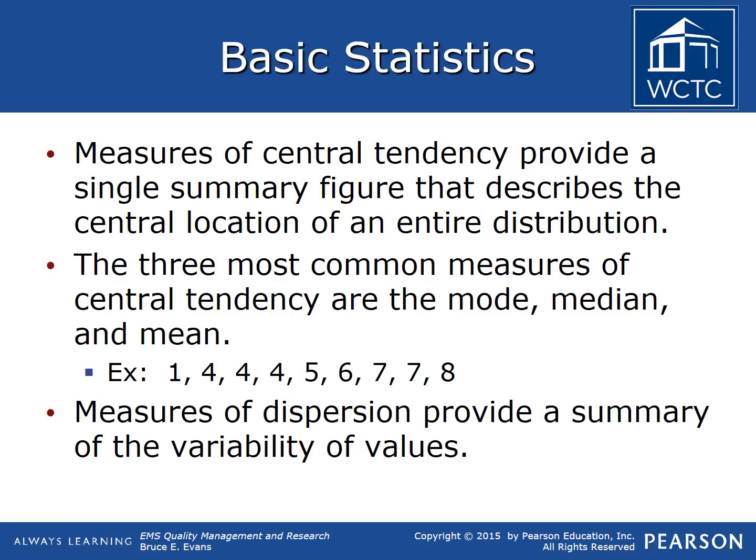To provide a better picture of the data, the calculation of central tendency is commonly combined with the measure of dispersion, which provides a summary of the variability of the values within the dataset. One such measure of dispersion is the range, which simply calculates the difference between the highest and lowest values in the dataset. In our previous example, the range was 7, the highest value of 8 minus the lowest value of 1. Variance is another measure of variability within a distribution of data.